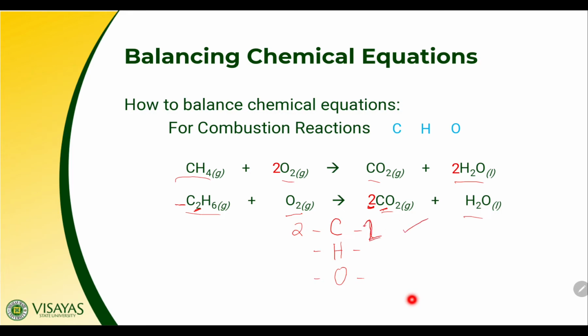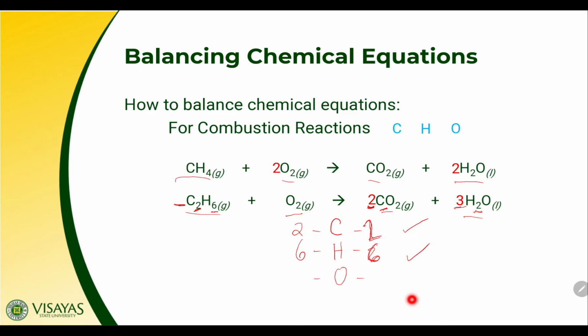Okay. Next, we balance the number of hydrogen atoms. On the reactant side, we have 6 times 1 in the coefficient. We have 6 hydrogen atoms. On the product side, we have 2 times 1 in the coefficient. So we have 2 for hydrogen. So to balance the number of hydrogen atoms, we have to add 3 in the coefficient. Okay? When we multiply 3 by 2, we now have 6.